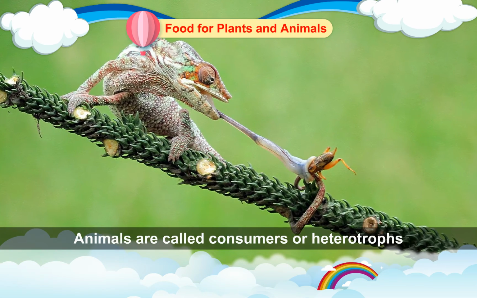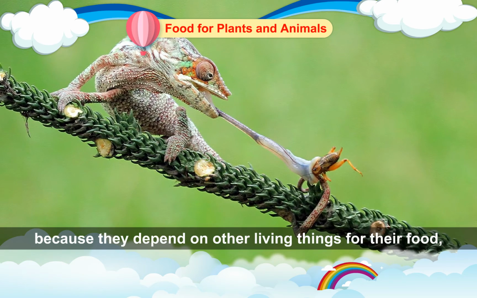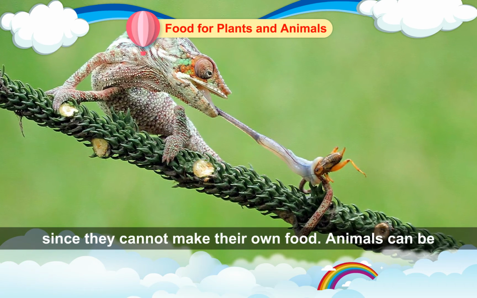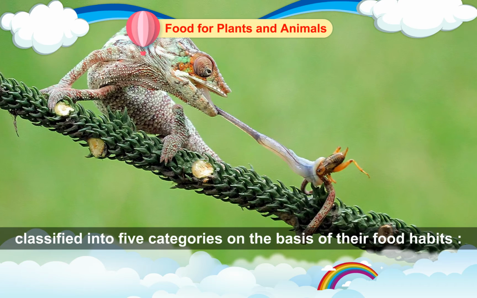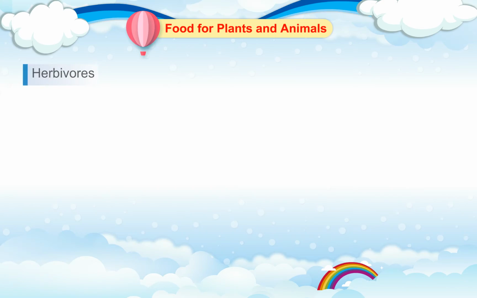Animals and their food. Animals are called consumers or heterotrophs because they depend on other living things for their food since they cannot make their own food. Animals can be classified into 5 categories on the basis of their food habits.